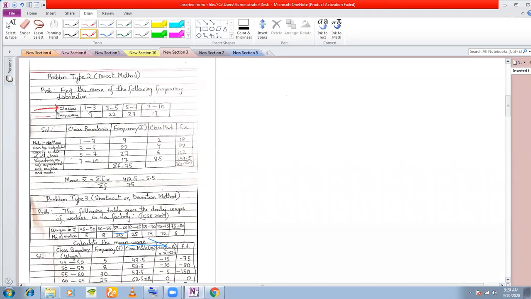And you have your frequencies here given as 9, 22, 27 and 17. What is very distinctive about this sum is the class intervals. If you see, you have 1 to 3. What is the class width here? Class width here is 3 minus 1, 2, right? What is the class width here? 5 minus 3, 2. Class width same.